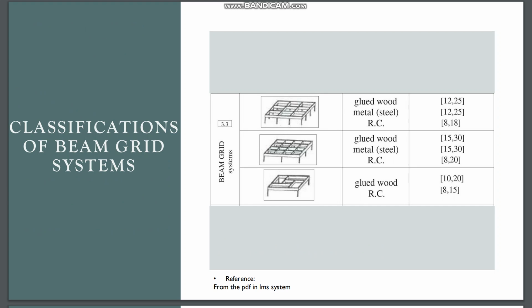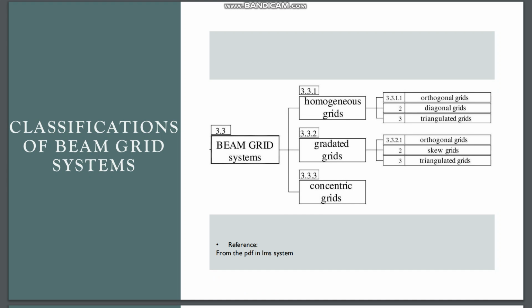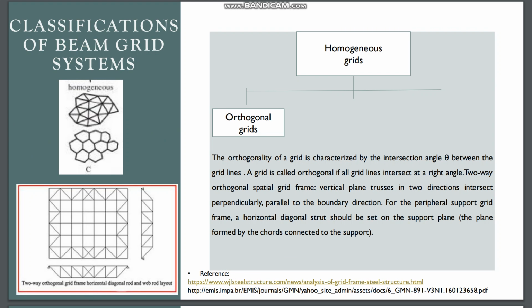Classifications of beam grid system: it can be glued wood, metal, steel, or glued wood. There are three types: homogeneous grids, gradated grids, and concentric grids. Let's start with homogeneous grids.